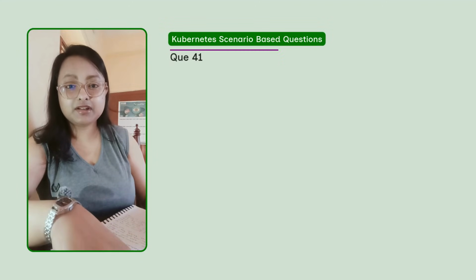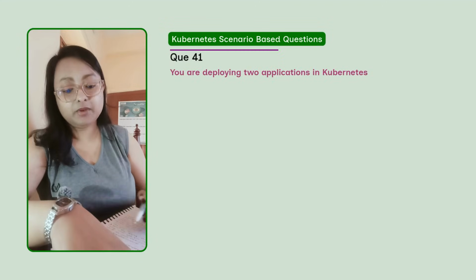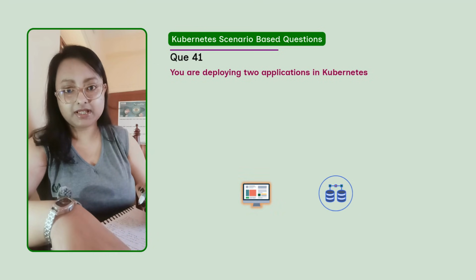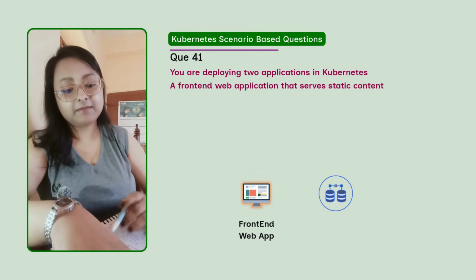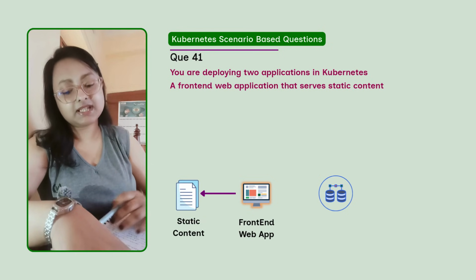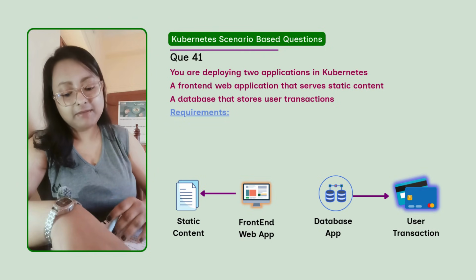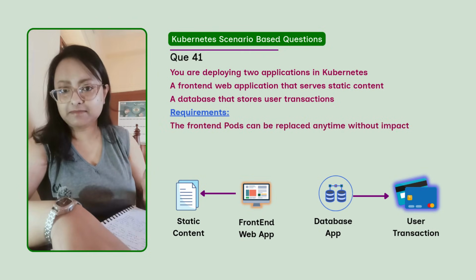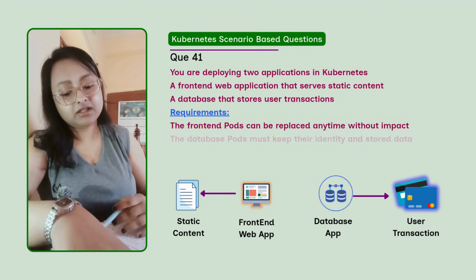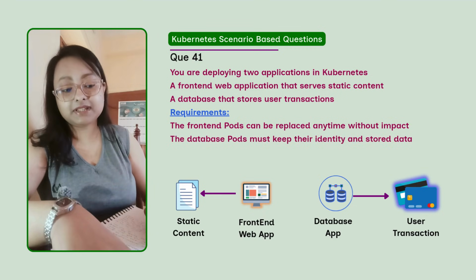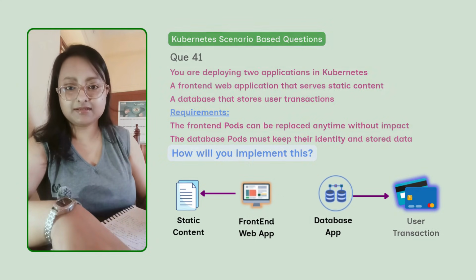Let's start with question number 41. You are deploying two applications in Kubernetes. A front-end web app that serves the static content, a database that stores user transactions. The requirements are the front-end pod can be replaced without any impact. The database pod must keep their identity and store data. How will you implement it?